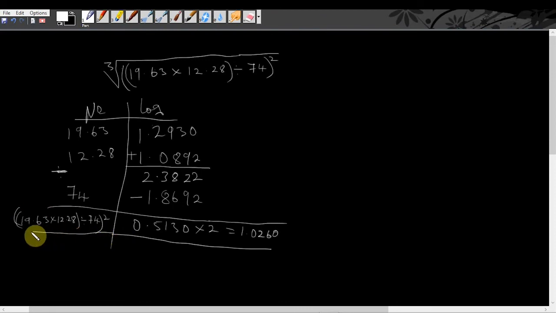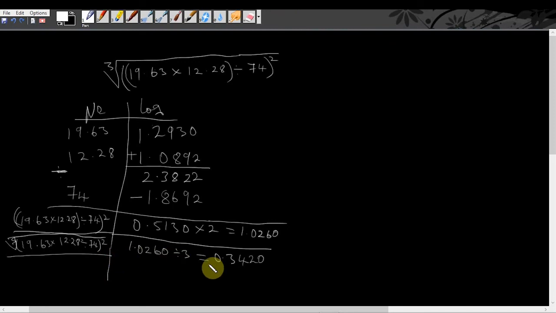Then also all of them are under cube root: 19.63 times 12.28 divided by 74 squared. This one now will be this thing we've gotten as the answer, which is 1.0260, which will now be divided by 3. If we divide this by 3, we're having 0.3420 as the answer. Let's extend this line a bit, cross this part, and look for the antilog of this answer.